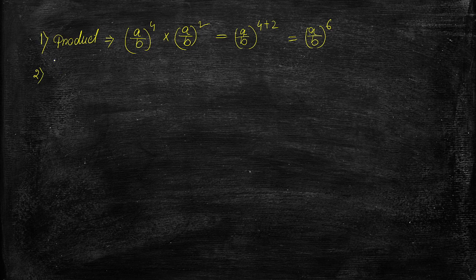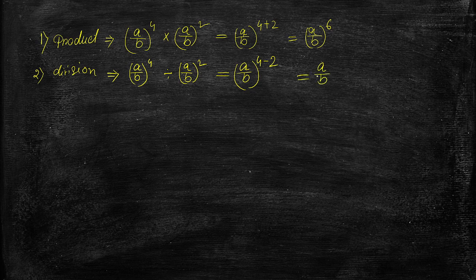Okay, now the second law is for division. A by b to the power 4 divided by a by b to the power 2, that means a by b whole square. Remember I said for 2 we read square, and for 3 cube. So for division there will be subtraction, that is 4 minus 2, so a by b to the power 2.